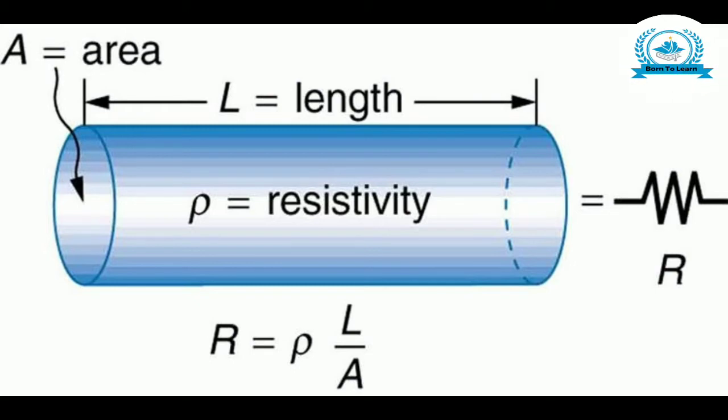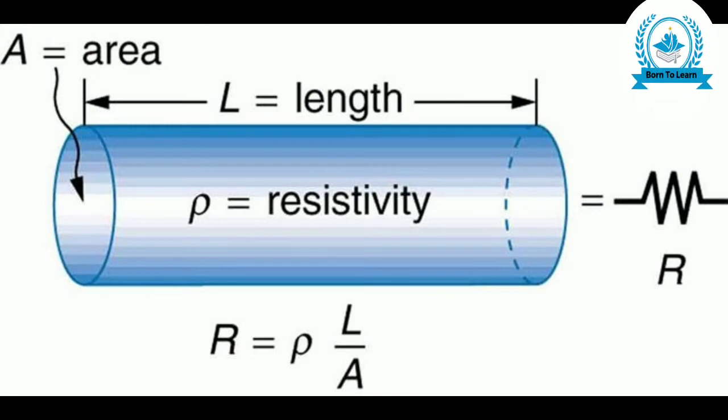Since the length is 1 meter and the area of cross section is 1 square meter, it becomes a 1 meter cube. So we can also say that the resistivity of a substance is equal to the resistance between the opposite faces of a 1 meter cube of the substance.